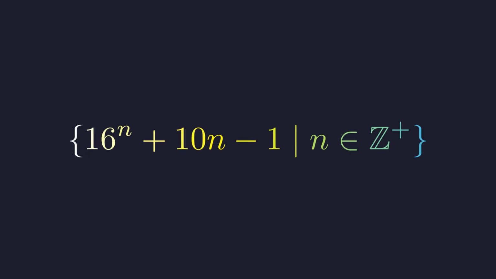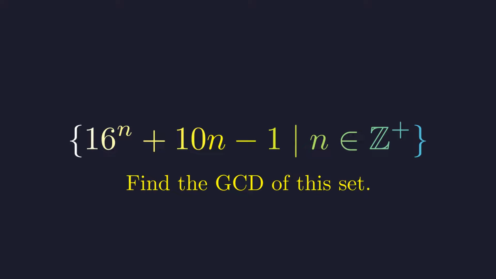Here we have an infinite set of numbers defined by the expression 16 to the n plus 10n minus 1, where n ranges over all positive integers. We need to find the greatest common divisor of this infinite set of numbers. At first glance, this seems daunting. How can one number divide every term in an endless sequence?